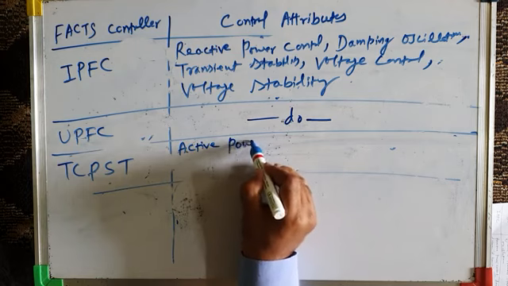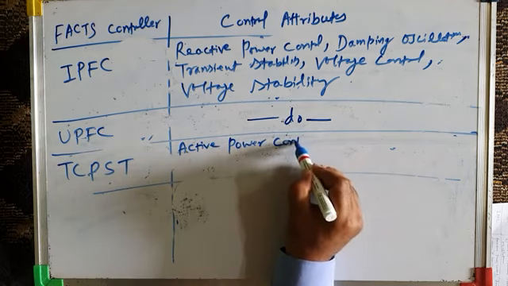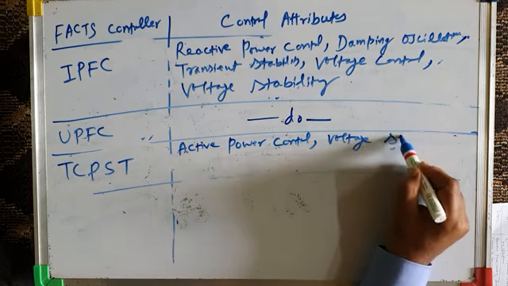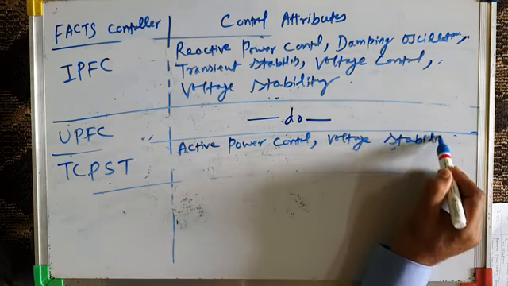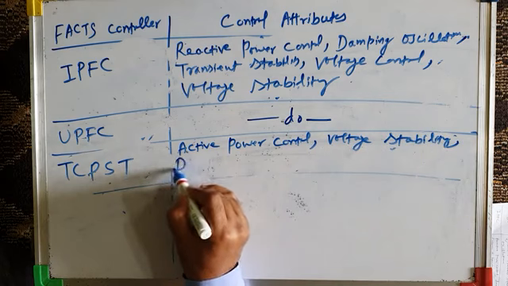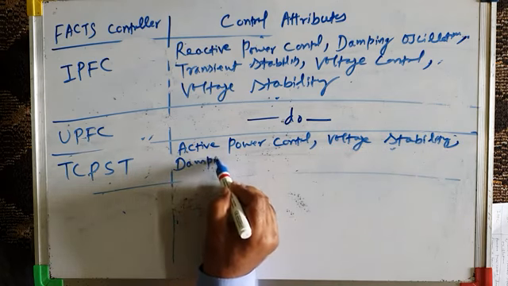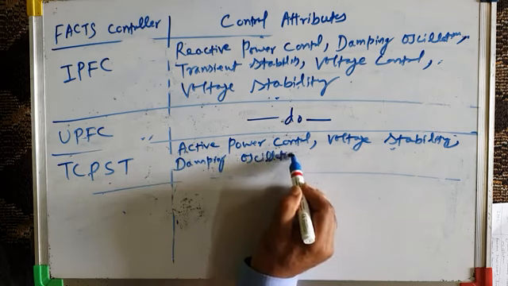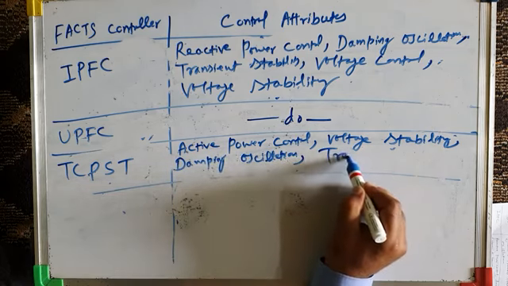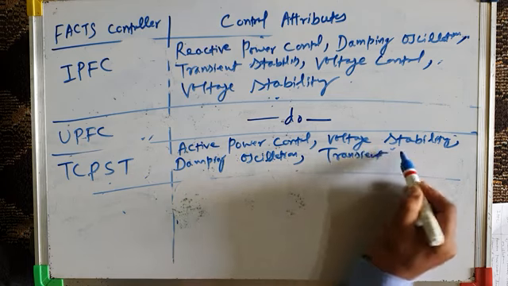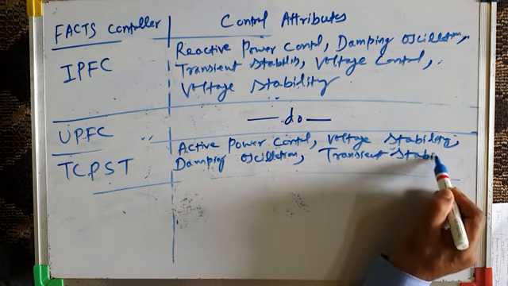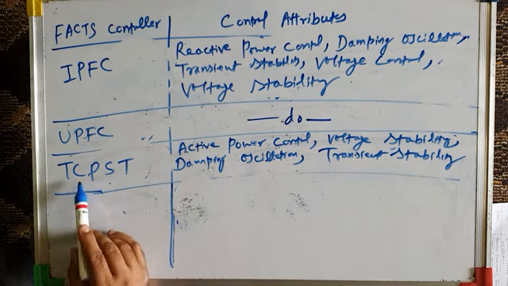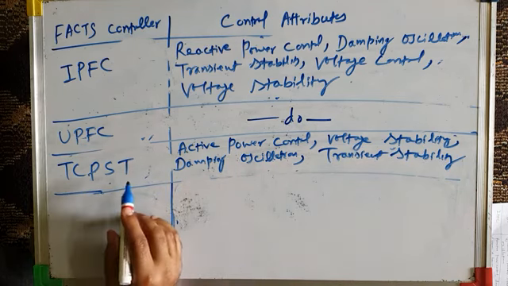So I will write active power control. It results in active power control. It results in voltage stability. This is its next control attribute. It helps in damping of power oscillations, and it helps in improvement of dynamic and transient stability. It improves transient stability of the system. So these are the control attributes of TCPST, that's thyristor controlled phase shifting transformer.